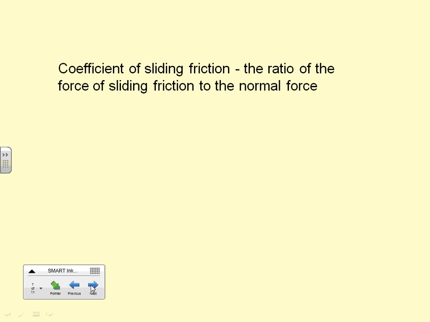The coefficient of sliding friction is the ratio of the force of sliding friction to the normal force. And that's what we use. We use the Greek letter mu. It's a funny looking U with a tail on the front and the back. Like that. Mu equals FF over Fn. Okay? Mu equals the friction force over the normal force. And you'll be seeing lots of that.